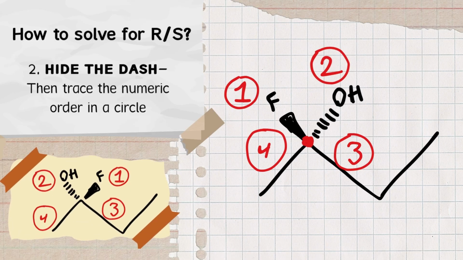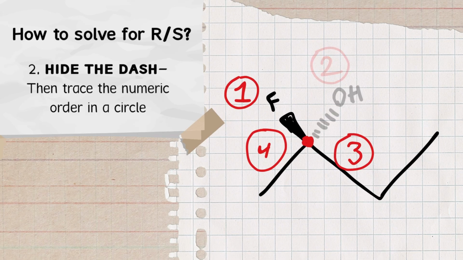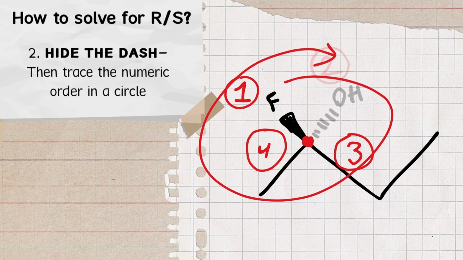See, if I just happen to draw it like that, where by chance I just drew that wedged fluorine pointing to the right, the numeric order looks odd, right? Would you go 1, 3, 4, 2 or 1, 2, 4, 3? Just hide the dashed number to always have a clear numeric order. Go 1 to 3 to 4, and that's going to the right in a circle like this.